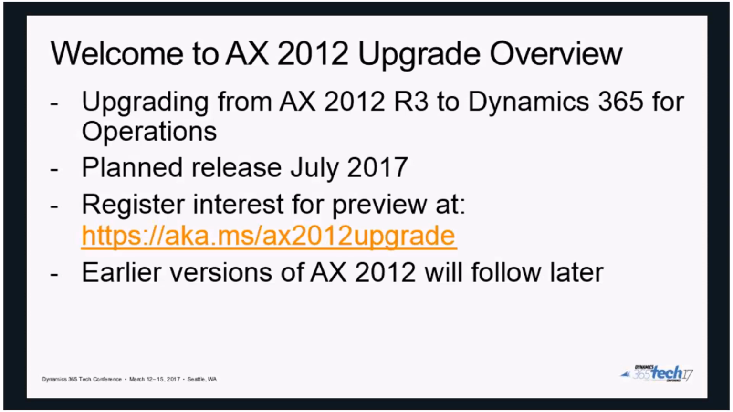At the moment, some components are in preview. For instance, data upgrade. It's not available yet for public. However, if you are interested in registering and trying out a data upgrade from AX2012 R3 to 365 for Operations, please register at the link we are providing. Some other components are already available publicly, for instance, code upgrade, and upgrade from the earlier versions of AX2012 is going to follow a bit later.